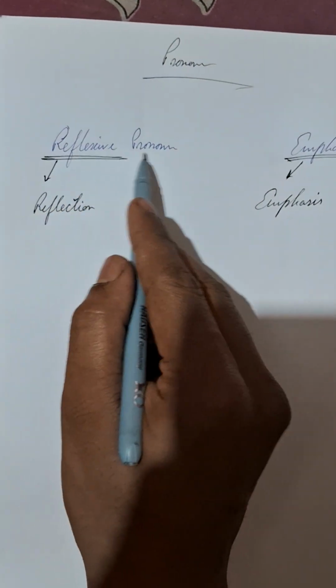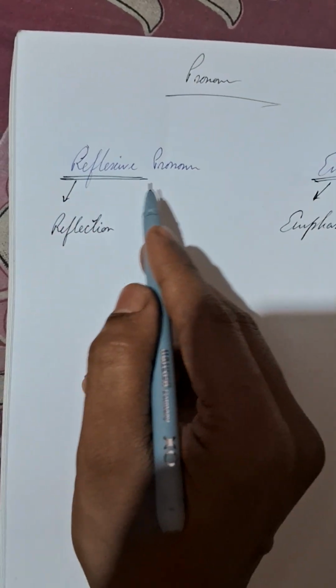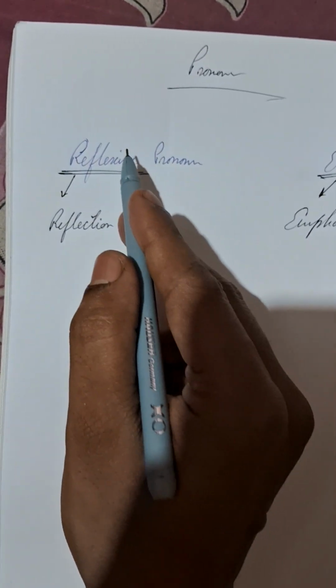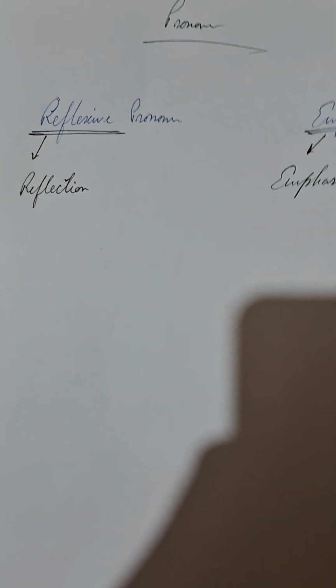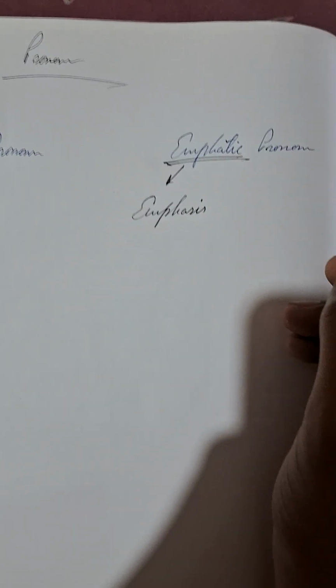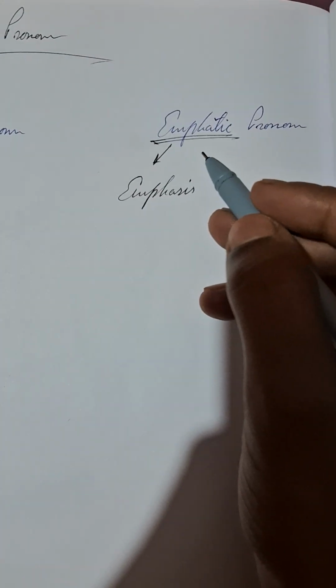We need to focus on the name first, all right? The first one, as I said, is reflexive pronoun. The reflexive word itself came from reflection. We all know what reflection means. A mirror copy, a twin copy. And the other one is emphatic pronoun. The emphatic word came from emphasis. What does emphasis mean? Emphasis means putting pressure on something while speaking or writing, or giving special attention to something or someone. That is what emphasis means.